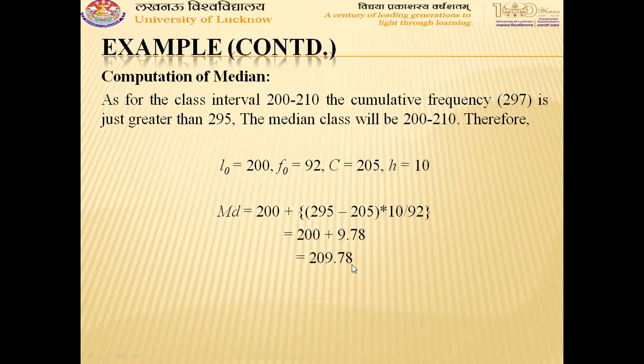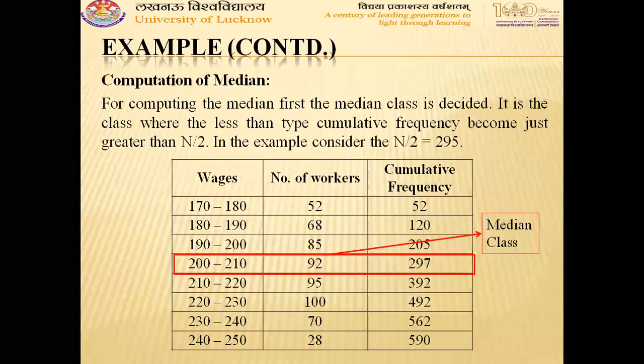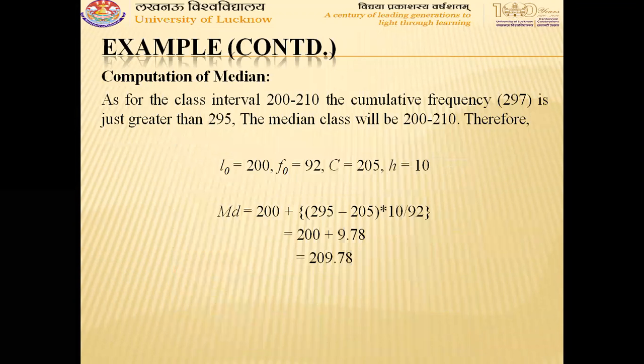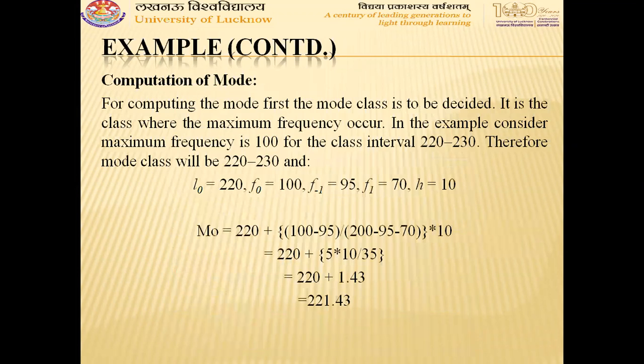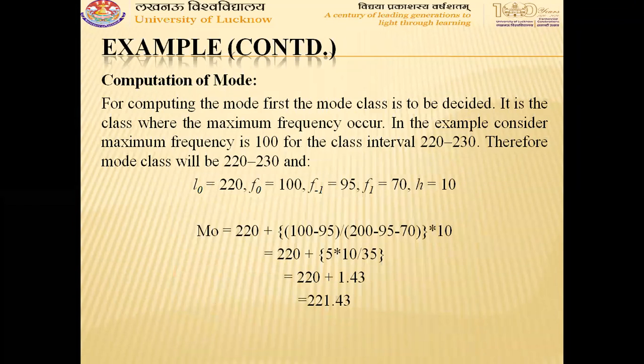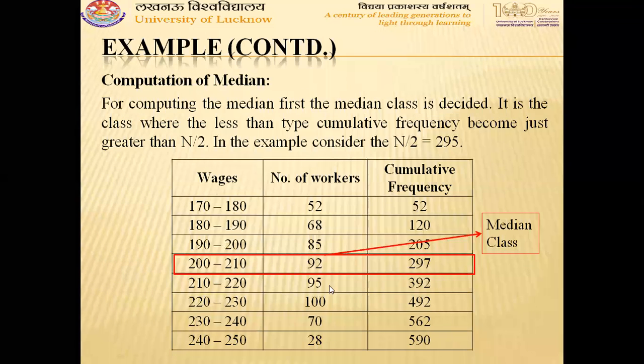So the most important thing for computation of median is the decision about the median class. That is the class interval before which the cumulative frequency is less than n by 2, and for which it is just greater than n by 2, will be called the median class. For the calculation of mode, the most important thing is the decision about the mode class. The class interval having the highest frequency is called the mode class. From this example we can see that the maximum frequency is 100 for the class interval 220 to 230. So this class is taken as the mode class.